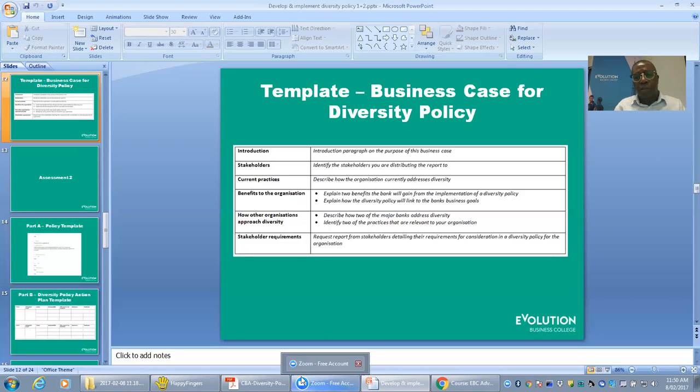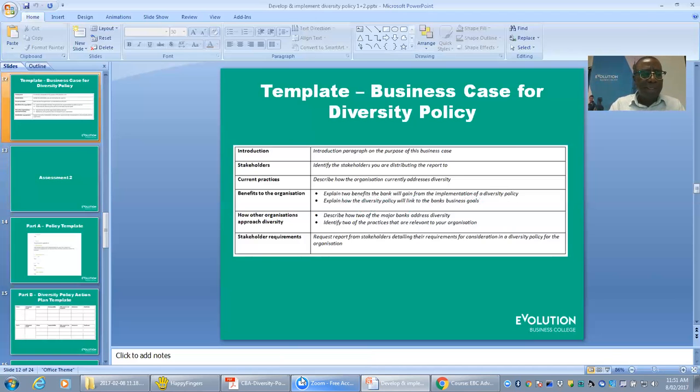And stakeholder requirements. There's a request report from stakeholders detailing the requirements for consideration in a diversity policy for the organization. So once you finish this template, you're actually building a business case for your diversity policy. Once you build that business case, you take it to your management and say, this is what I need to do.